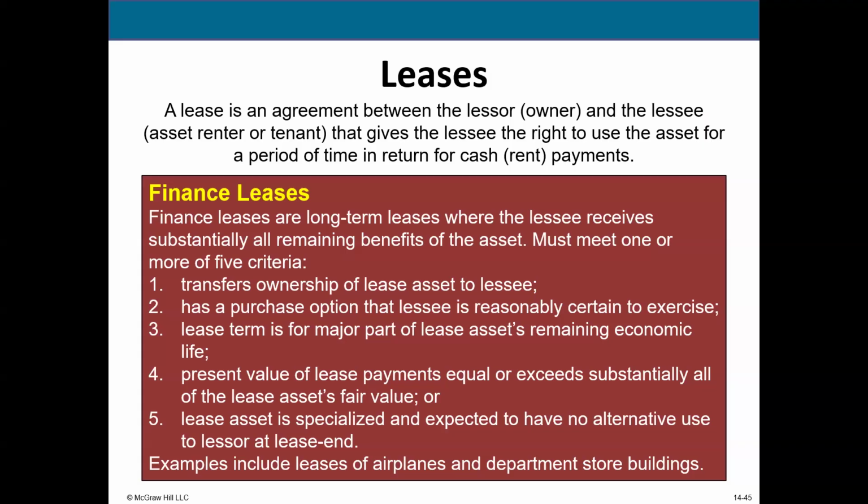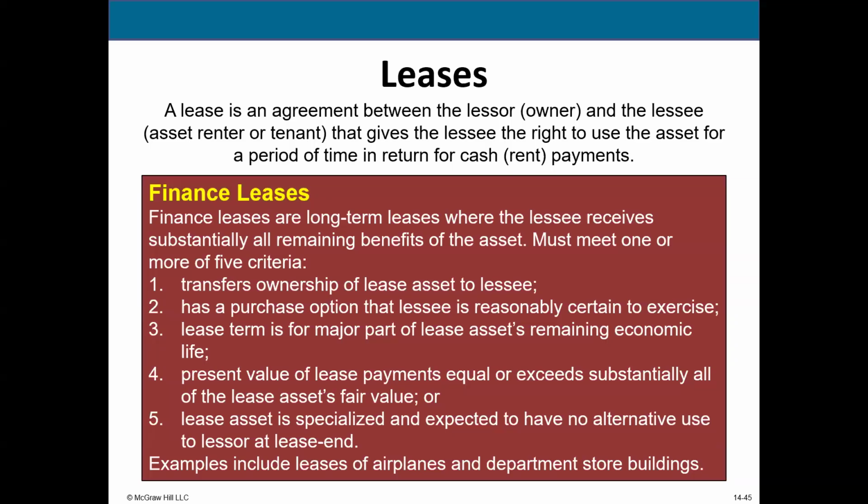Finance leases are typically long-term leases where the lessor leases the asset to the lessee, and the lessee has a right to purchase that asset at the end of the lease agreement. A classic example of this would be if you were to lease a car and there was an option to buy the car at the end of the lease. We call that a finance lease.